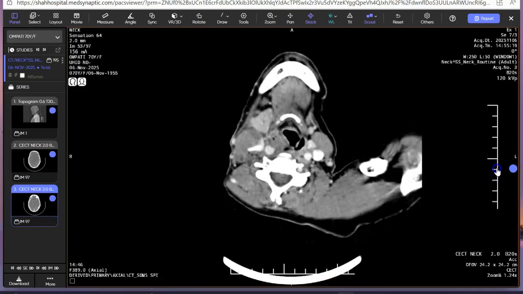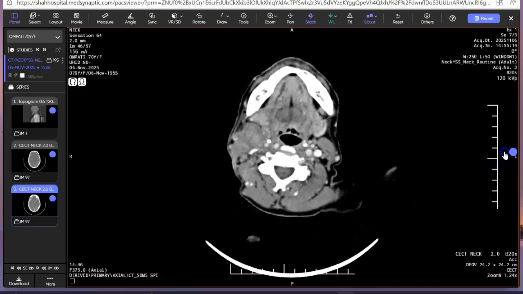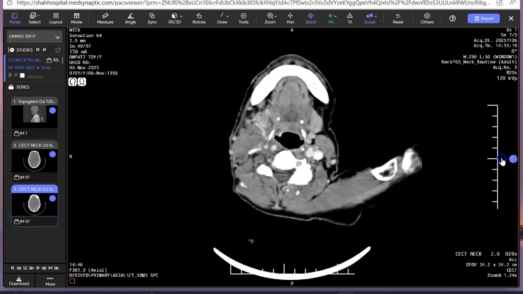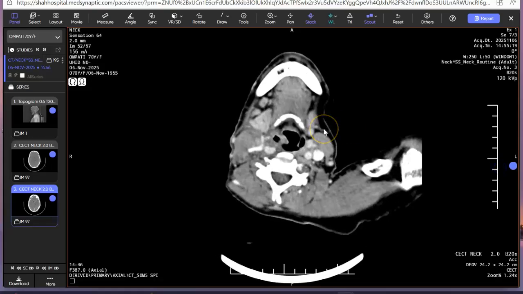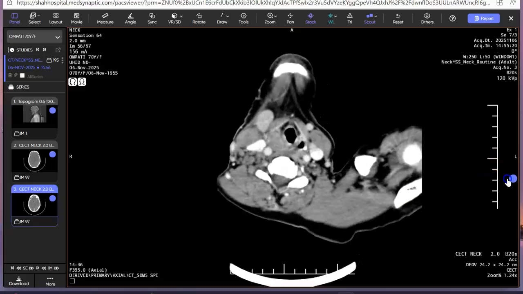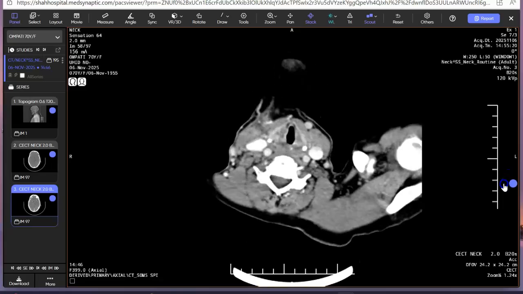Now, the next important point is we have to evaluate the nodal metastasis. Every supraglottic mass metastasizes to the adjacent jugular lymph nodes. Why? Because it has rich lymphatics. And contrary to it, when there is a mass in the true vocal cord, it hardly spreads to the jugular lymph nodes. Why? Because true vocal cords do not have any lymphatics.